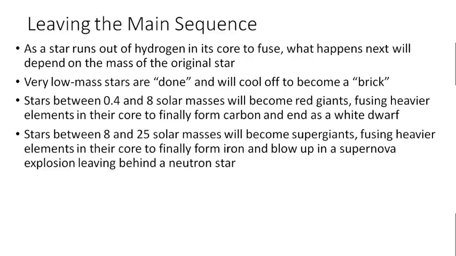And if it's up to 25 solar masses, as it was a main sequence star, then it's going to blow up and give us a neutron star. And I have a slide coming up on what a neutron star is. That is so cool. There's another type of retired star. We have the white dwarf, a retired star, and the neutron star, a retired star.